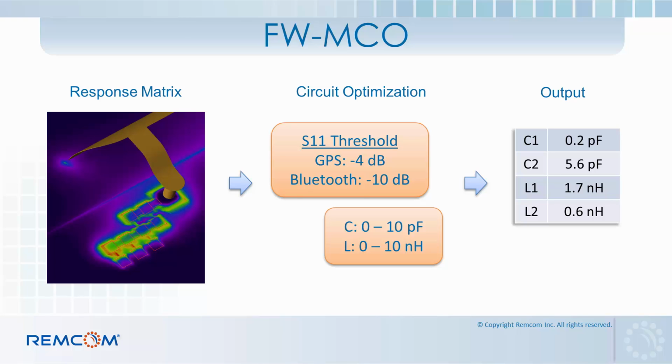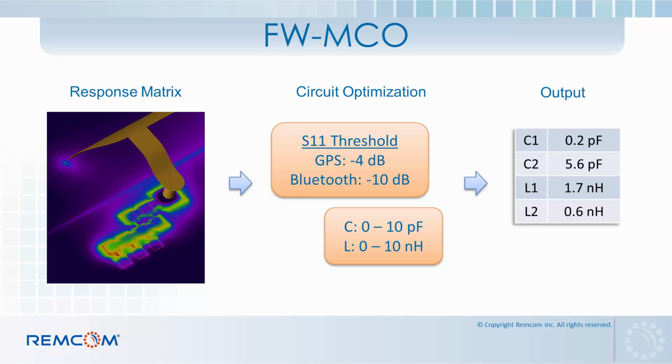And so full wave matching circuit optimization has two steps. There's the first step where we run the response matrix. So this is where we run XFdtd simulations and we characterize the space. We figure out what is the coupling within the matching network, between the matching network and the antenna, and any other types of interactions that may be happening. And this is happening in the full wave 3D solver.